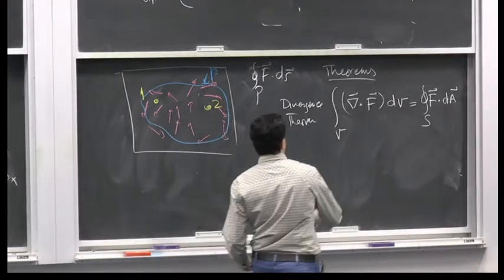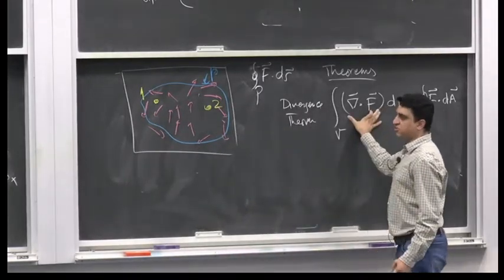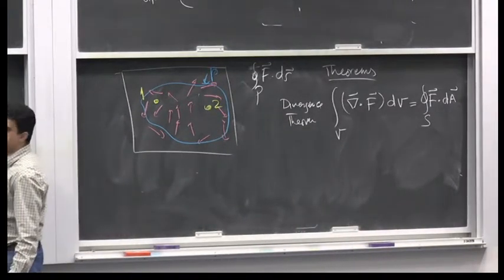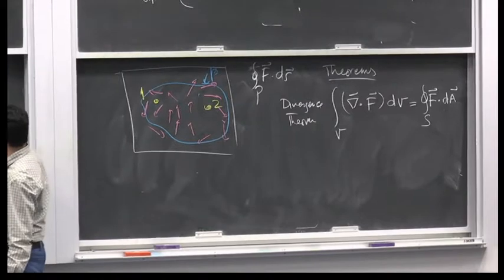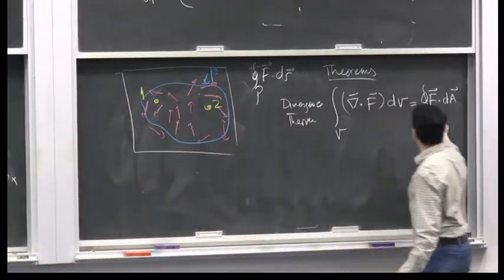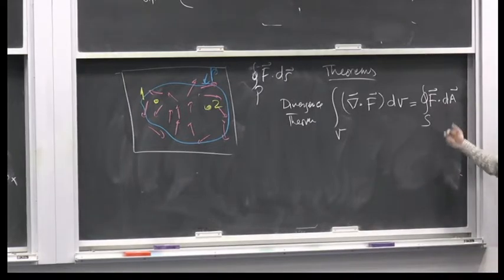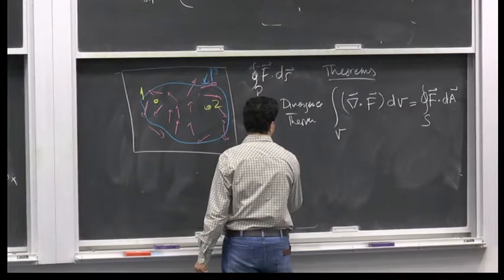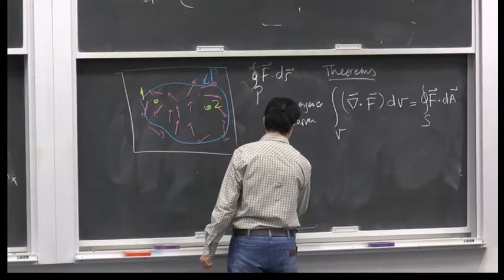So the divergence of the field within this volume should be equal to the flux of the field across the surface S, which is given by F dot dA. That's the flux of the field across the surface S. This is one theorem. The other theorem is called Green's theorem.